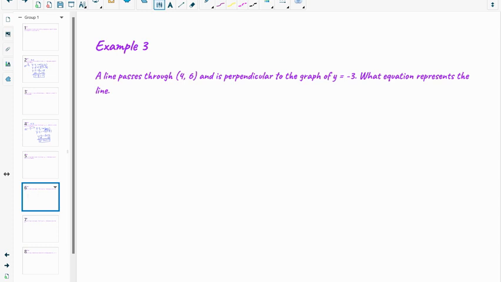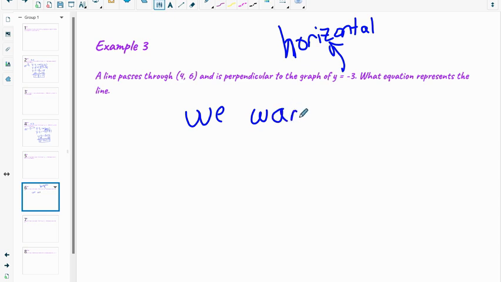All right, so example 3: a line that passes through (4, 6) and is perpendicular to the graph of y equals -3. What equation represents the line? Notice I don't say in slope-intercept form this time. Let's note why. y equals -3 is a horizontal line. That means if we're looking for perpendicular, we want a vertical line.